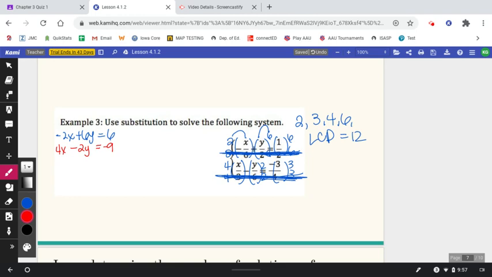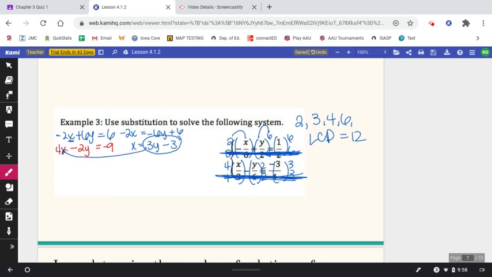Now again, for substitution, I have to have one equation where one of the variables is by itself. I'm going to go ahead and solve this top equation for x. So first I'm going to subtract 6y to both sides and then divide everything by negative 2. Then I'll circle what the x is and sub it into the second equation in the x place.